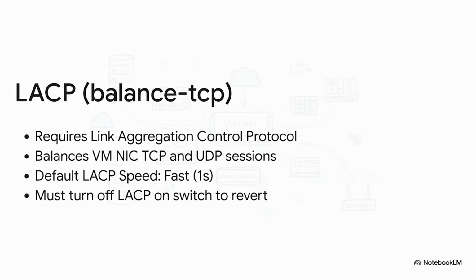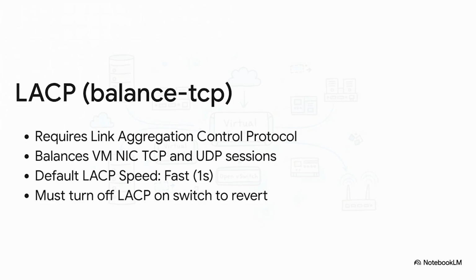So the underlying why for choosing balance-tcp is pretty obvious, right? Maximizing bandwidth utilization across multiple physical NICs. But listen, this is a serious operational configuration. It absolutely requires configuration on your physical top-of-rack switches. By the way, the default LACP speed in AHV is set to fast. That means a 1-second heartbeat.